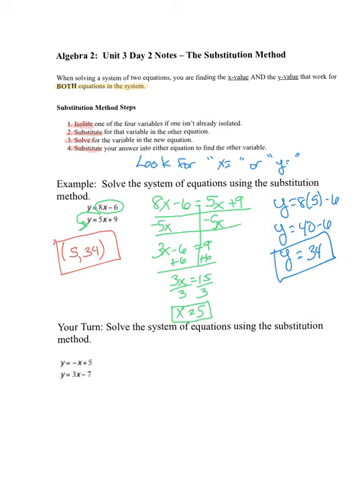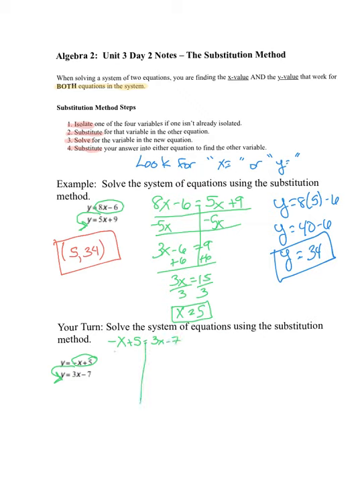All right, so now let's try the next one. So let's go with this one. I'm going to use the same colors. Let's see if I can make it neater. So now we're going to solve the system of equations using the substitution method. Again, you choose, find a process that works for you. I'm going to stick with this one. I'm going to use the top one to go into the bottom. Okay, so negative x plus 5 equals 3x minus 7.